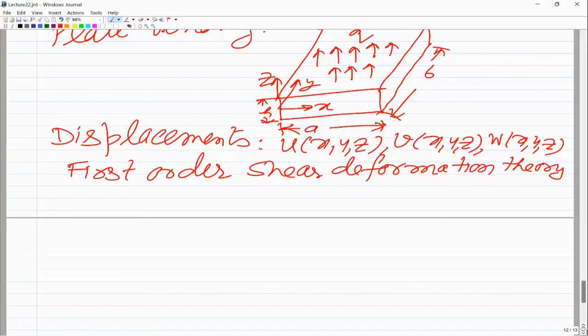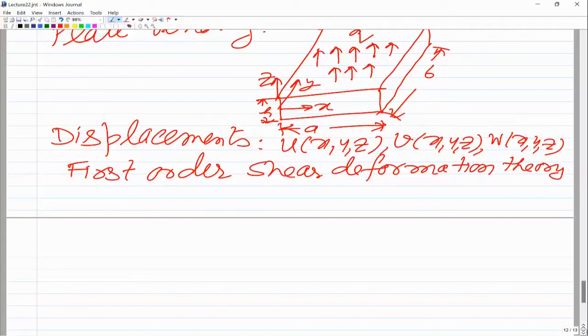So maybe when the a by h ratio is greater than, let's say, 20, so 20, 100 and so on. But if the a by h ratio, that is the in-plane dimension to thickness ratio, is less than 20, say 10, 5, then you have to use the shear deformation theory. So that is what I am discussing here.